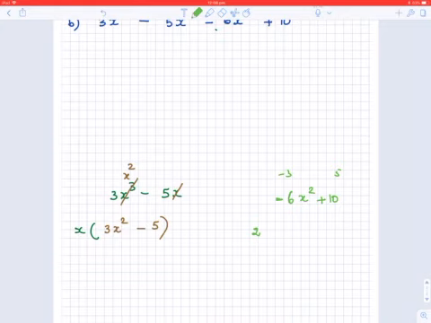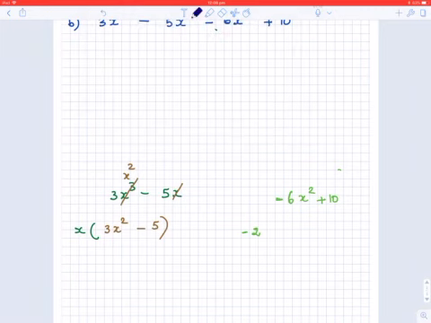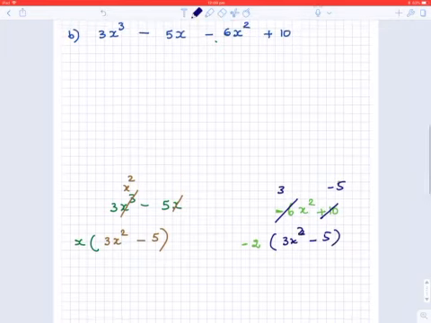But in my previous factor, I have 3x squared. So I need to make sure I have 3x squared. So I should take minus 2 outside. When I take minus 2 outside, you're left with this becoming positive 3 and this becoming minus 5. So you are left with 3x squared take away 5.